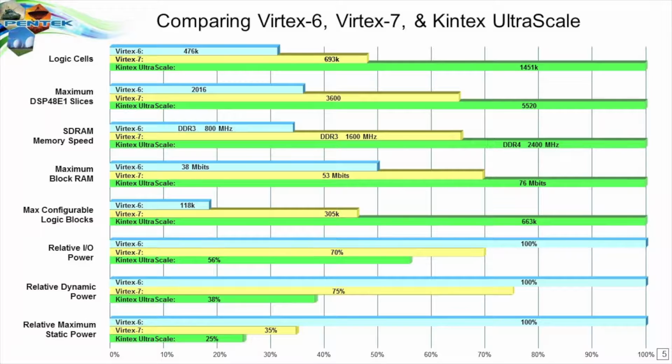If we take a look specifically at some of the metrics, just to show you the dramatic change in not just the logic cells, but also in the number of DSP slices. The latest Kintex UltraScale, and this is plotted on a relative scale of 0 to 100%, comparing the three families, the Virtex 6, Virtex 7, and the UltraScale Kintex. So on a relative scale, you can see some dramatic changes. We now have 5,520 DSP engines in a single FPGA. That's a tremendous amount of processing power.